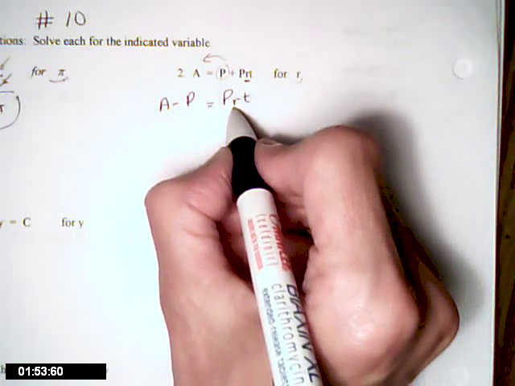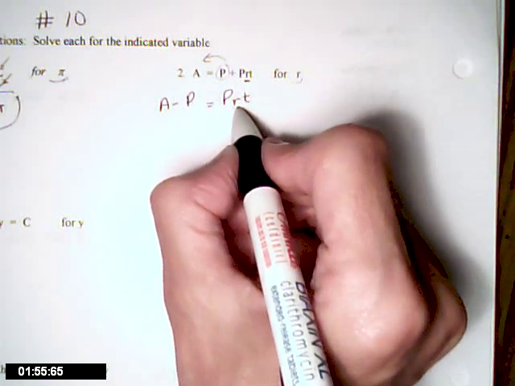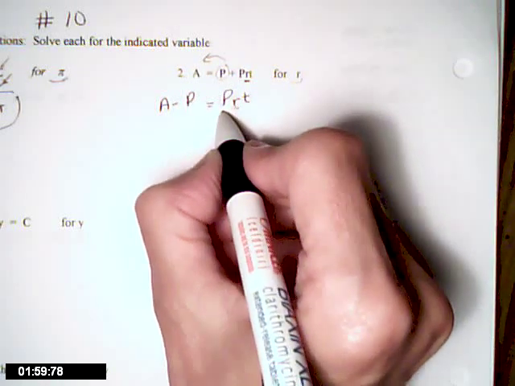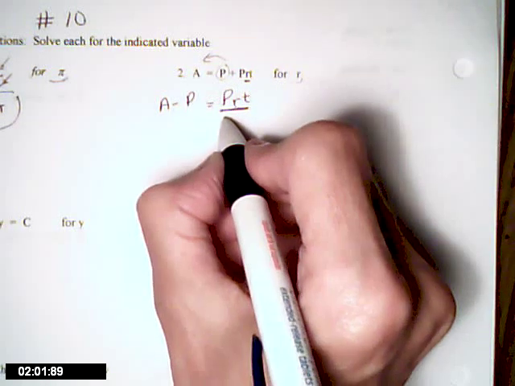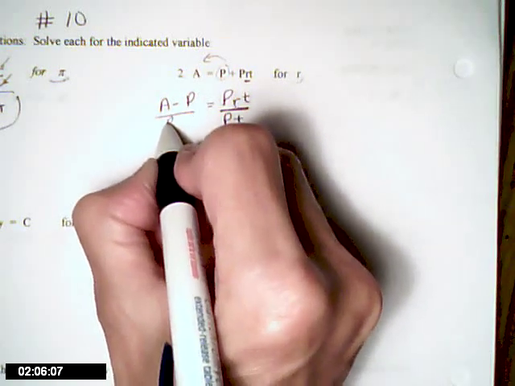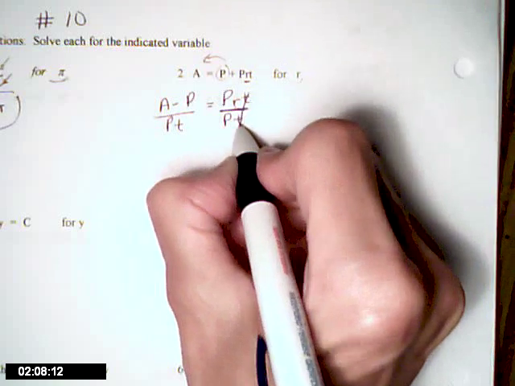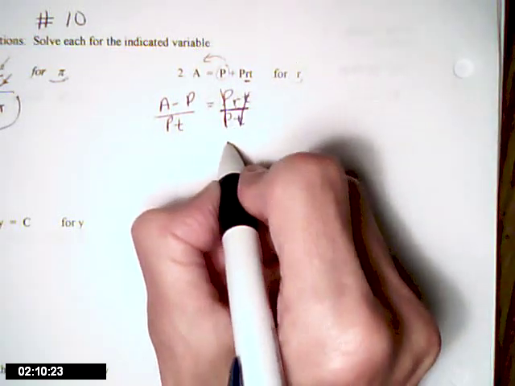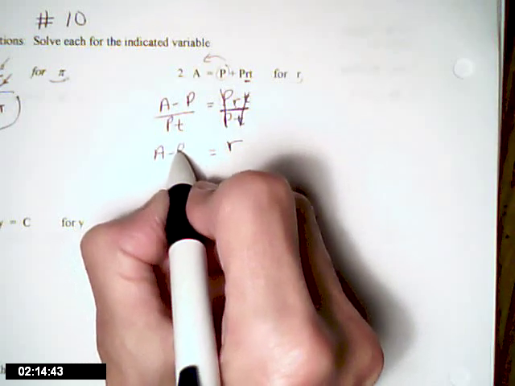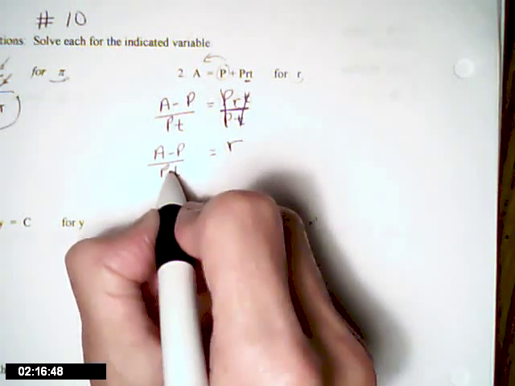Now again, I'm looking for this R. When I see the R, I see that it's multiplied by P and multiplied by T. Now to get rid of something being multiplied, you divide. So I'm going to divide both sides by PT. They'll divide out on that right side, leaving R, and that'll equal A minus P over PT.